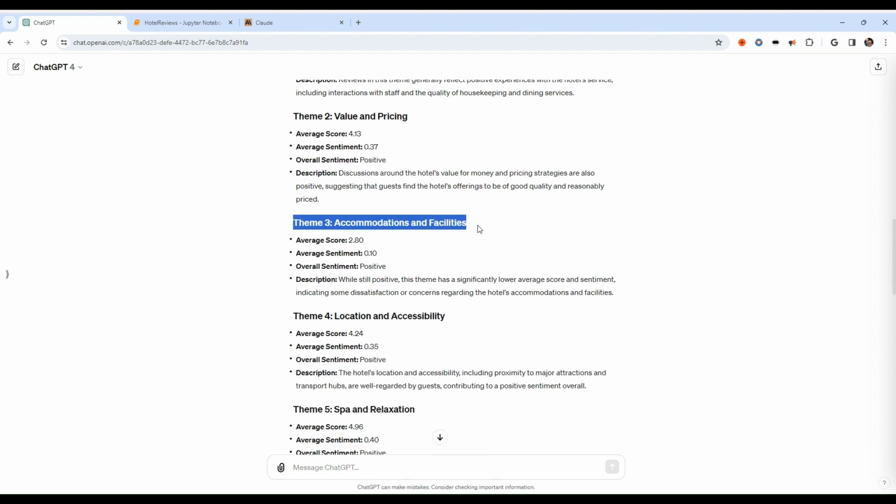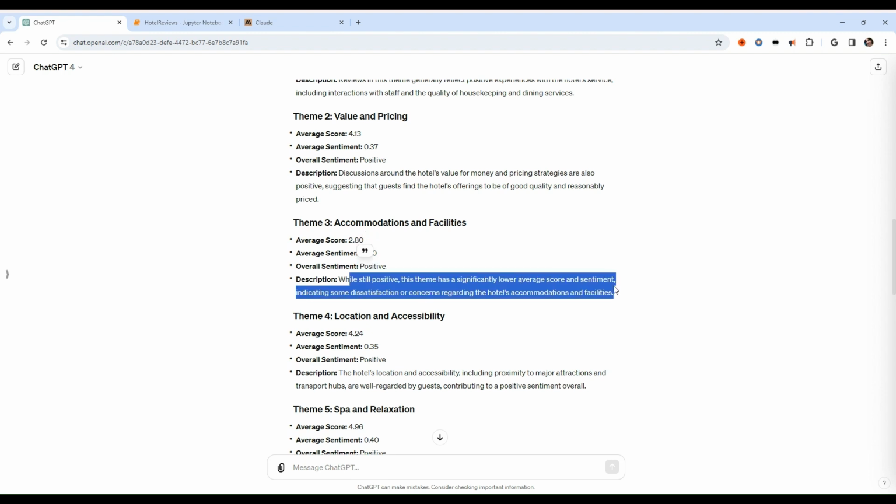Here, for accommodations and facilities, our average score is 2.8, and our average sentiment is only 0.1. It is saying it's overall positive, but this theme has a significantly lower average score and sentiment, indicating some dissatisfaction or concerns regarding the hotel's accommodations and facilities.